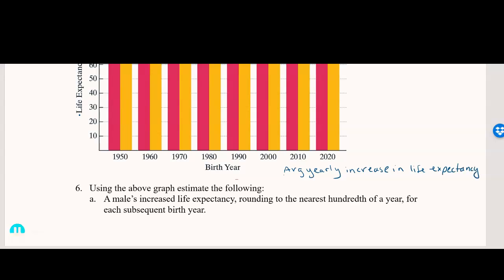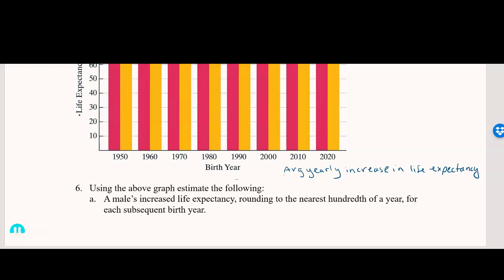That's what that is asking. We want to find the average yearly increase in life expectancy because notice it's given to us every 10 years. This is asking us to find it every year. What has been the increase every year? Well, in that case, what we're looking at is the change in life expectancy from the years divided by the change in time.